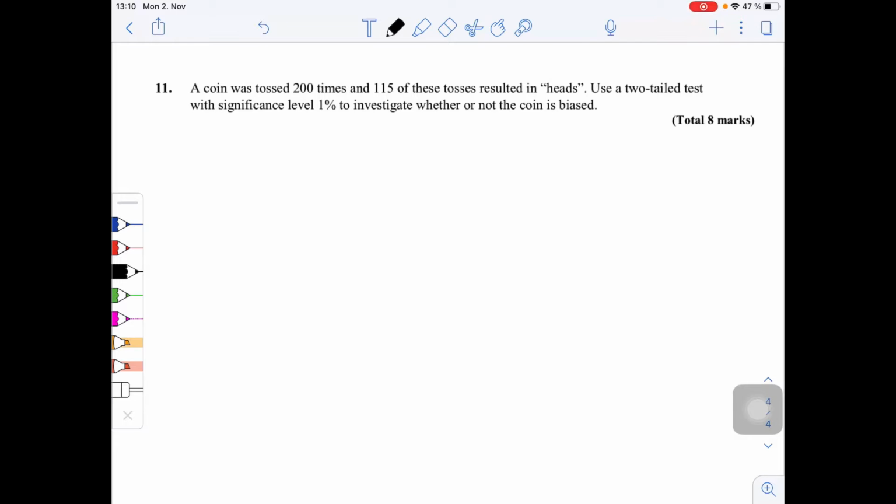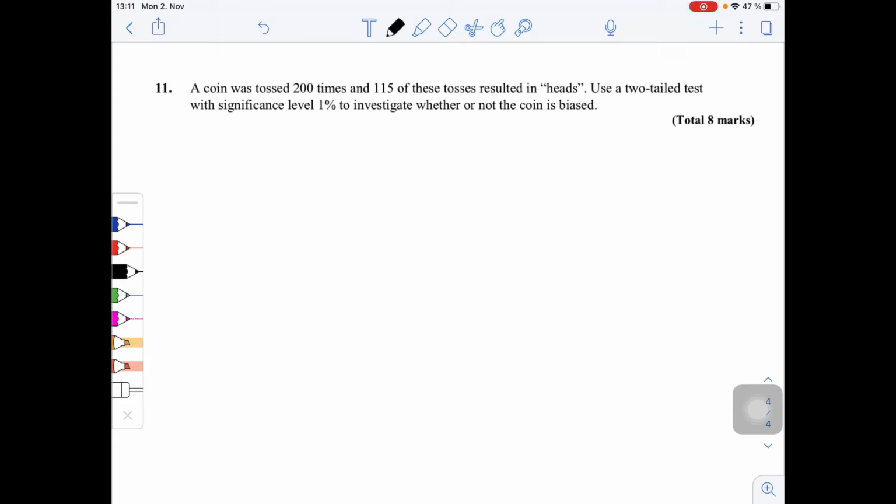Okay, question number 11. A coin was tossed 200 times and 115 of these tosses result in heads. You can think about the same question. Remember the Swiss chocolate and other kinds? This is the same thing actually. You ask 200 people, and 115 of them like this chocolate over the other kind. But right now we have a coin. Alright, use a two-tailed test with a significance level of 1%.